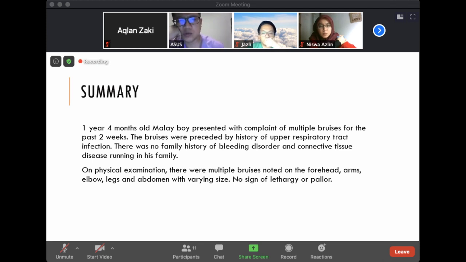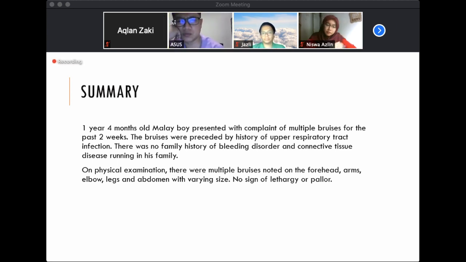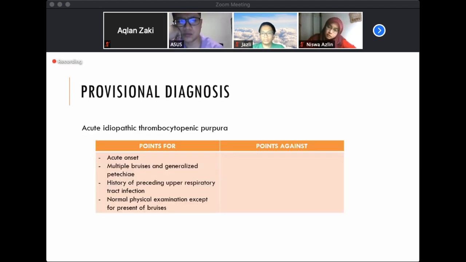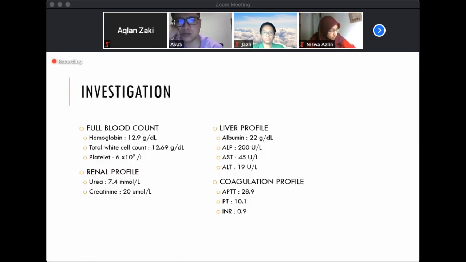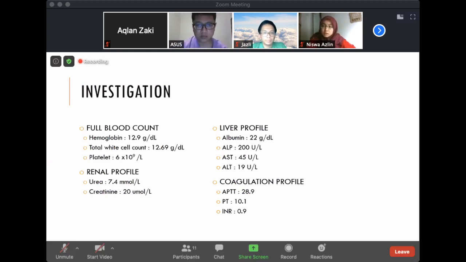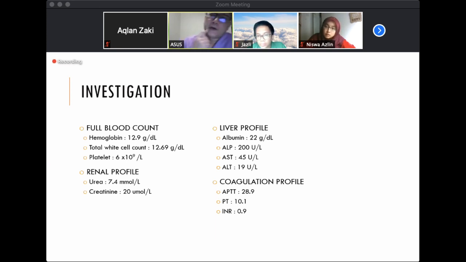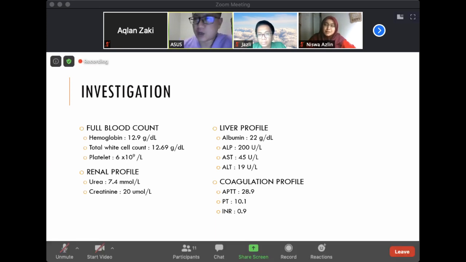Okay. So, what investigation do you want to do? The first thing I want to do is a full blood count, to determine whether this bleeding is caused by thrombocytopenia or not. And then in this patient, because this is extensive bruising, there is actually a role for a coagulation profile.